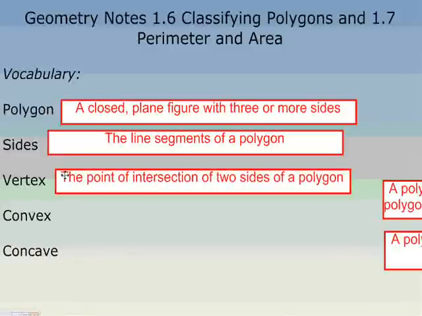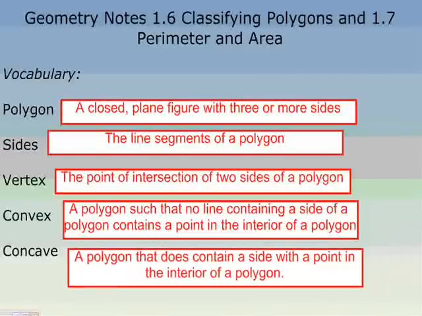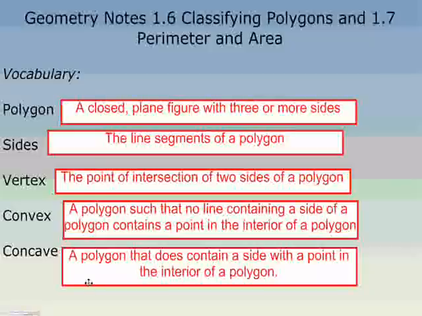Vertex is the point of intersection of 2 sides of a polygon. And we have 2 kinds of polygons. We've got convex and concave. A convex polygon is a polygon such that no line containing a side of a polygon contains a point in the interior of a polygon. And concave means that it does contain a side with a point in the interior of a polygon.